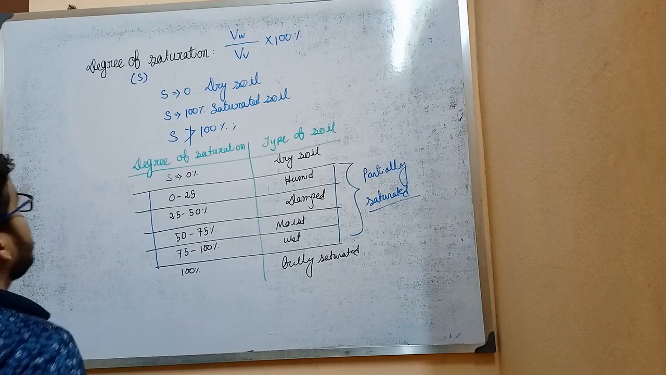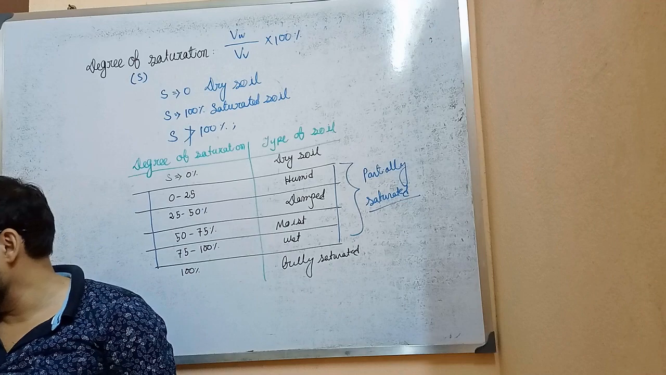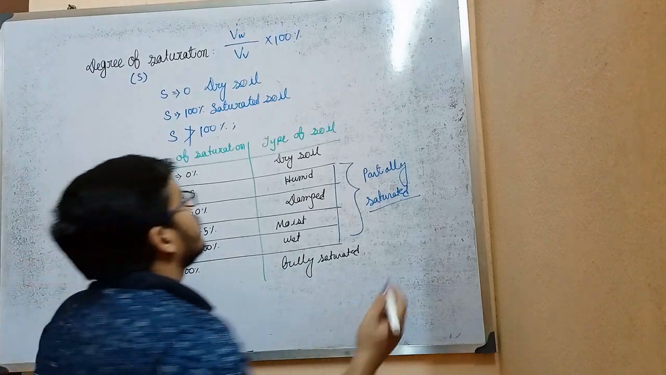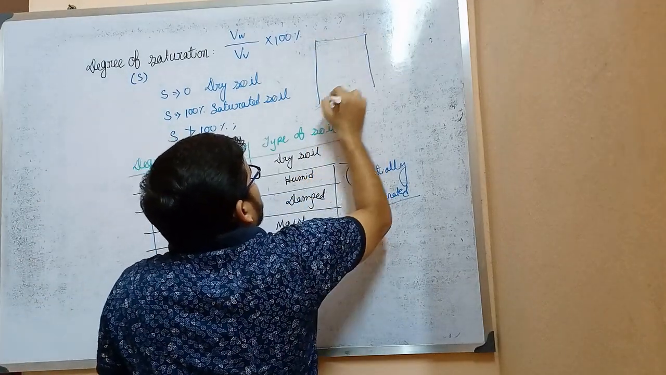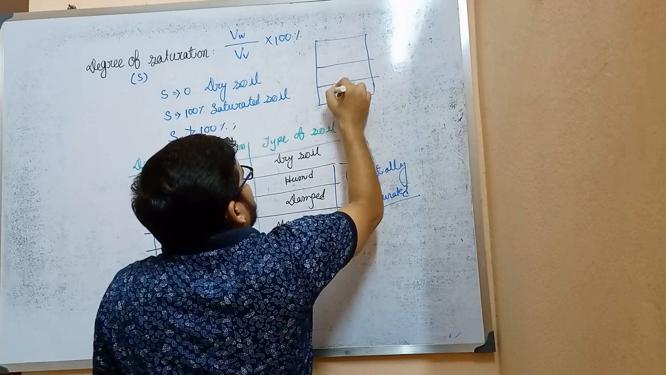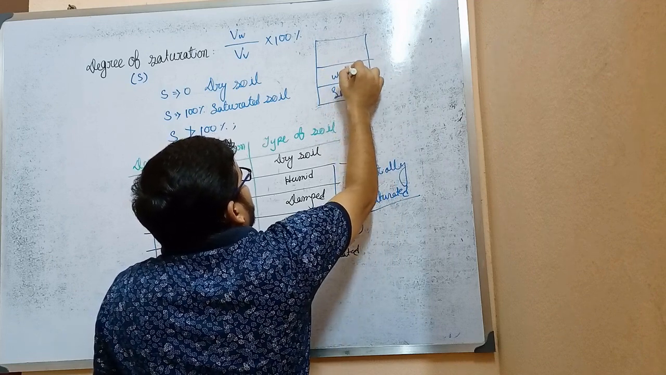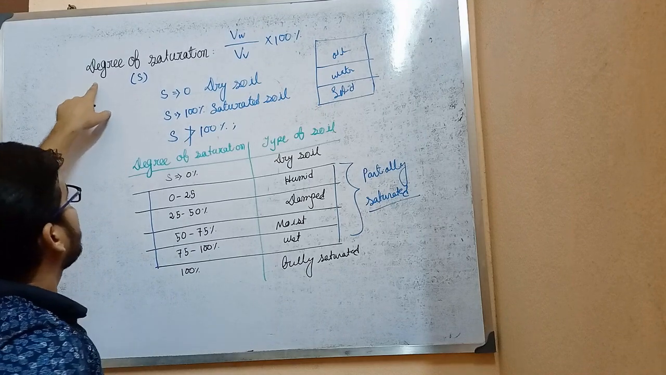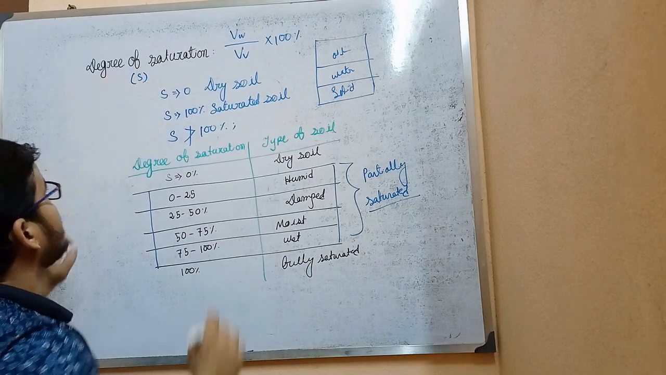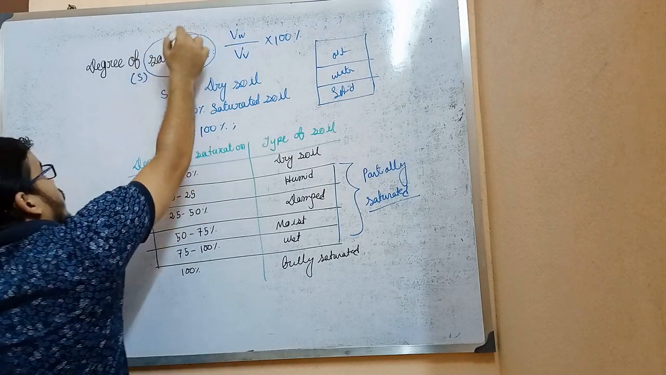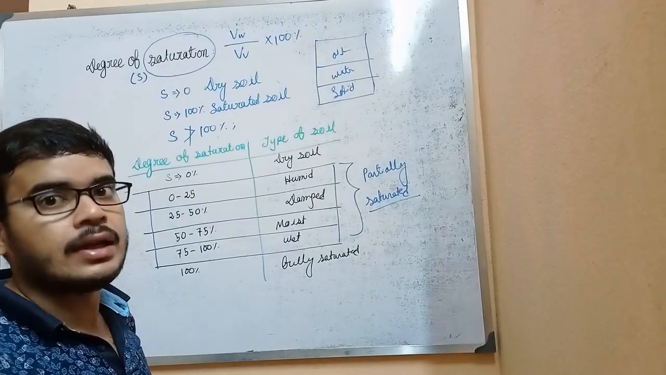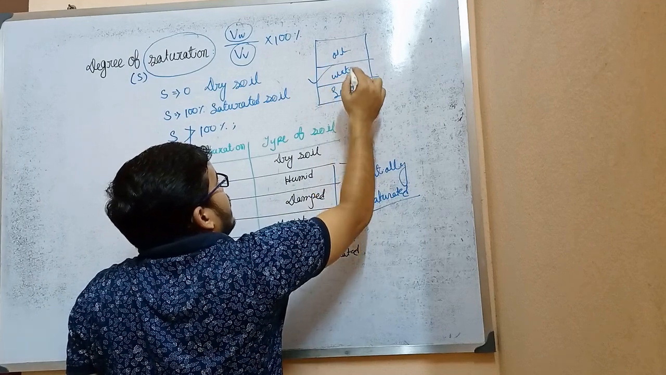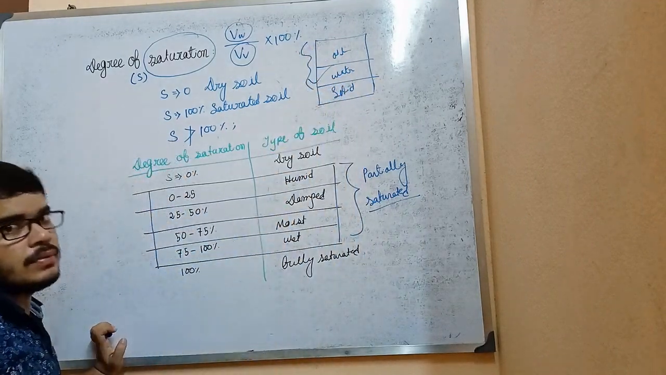Now the term degree of saturation. Degree of saturation means volume of water by volume of void. The soil has solid, water and air. And what is the definition of this degree of saturation? That means how much saturation the soil has, what quantity of water. Total volume of water by volume of void, where volume of void means volume of air plus water.